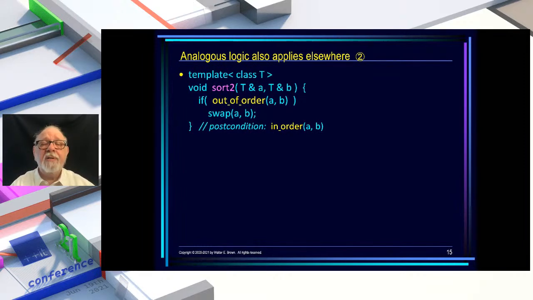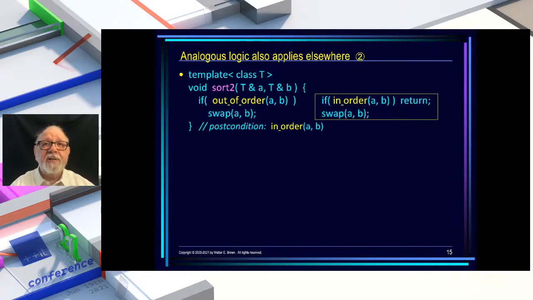And again, for people who prefer to code asking whether they are in order, the equivalent code would look like this. If A and B are in order, we return because there's no work to be done. Otherwise, we fall through and swap A and B. It's more or less the same code with just one extra return. But we can go further.